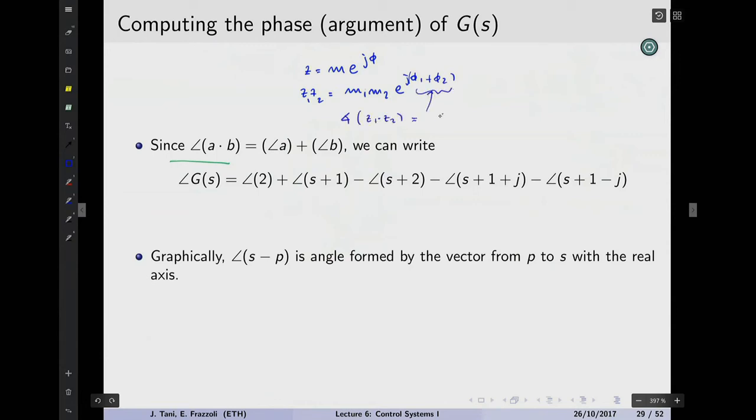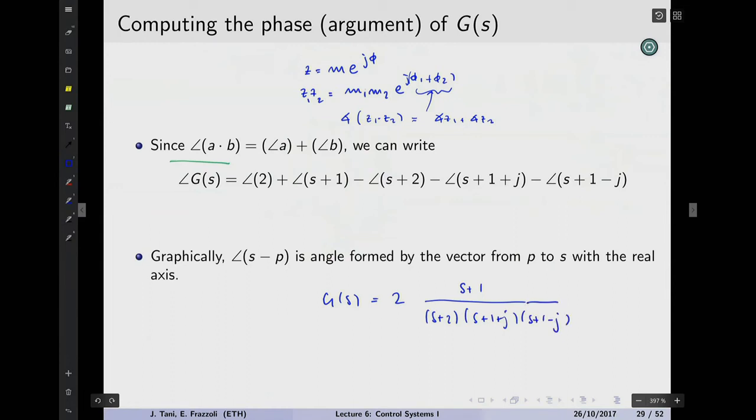It's equal to the sum of the phases of each of the two individually, right? So very well, what's the phase of G of S? Well, G of S was this coefficient in front of it times S plus 1 over S plus 2, S plus 1 plus J, S plus 1 minus J.